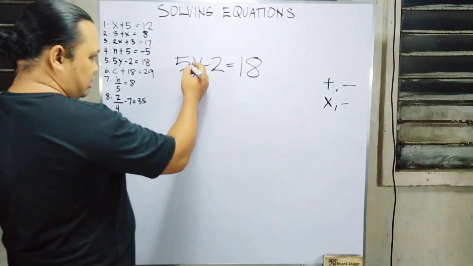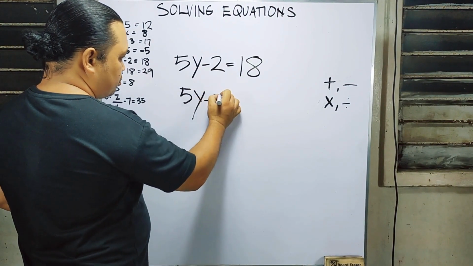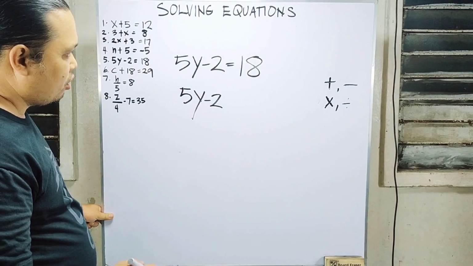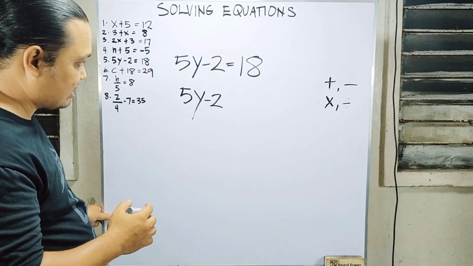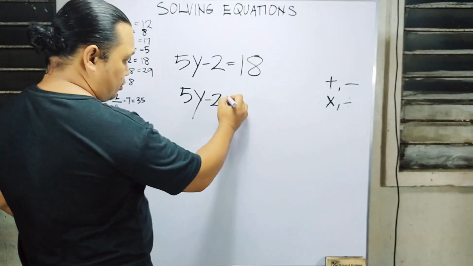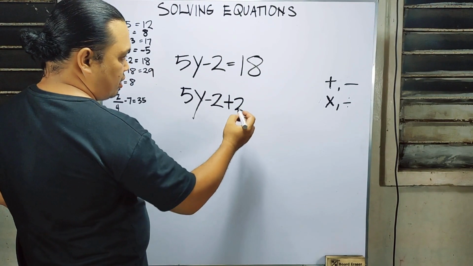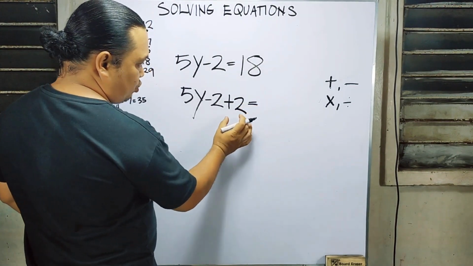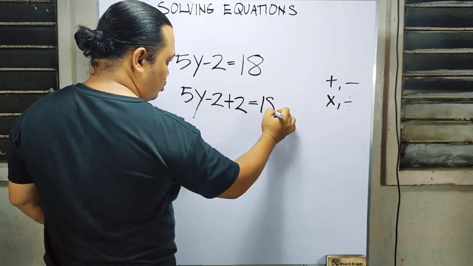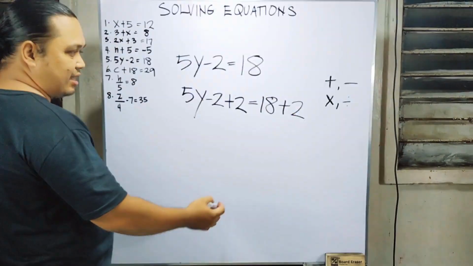Now copy this 5y first, minus 2. So how do we get rid of minus 2 here? All we need to do is just add 2 to make this 0, plus 2. Okay, so because we have added 2 here to the left of the equation, copy this 18, we must also add 2 to the right, okay, to maintain its equality.